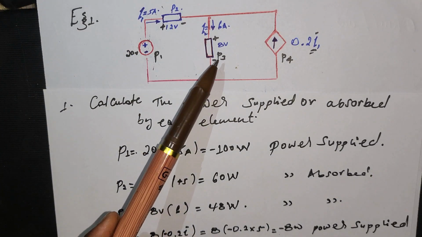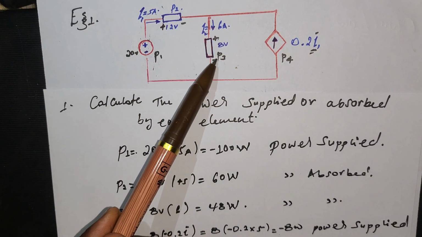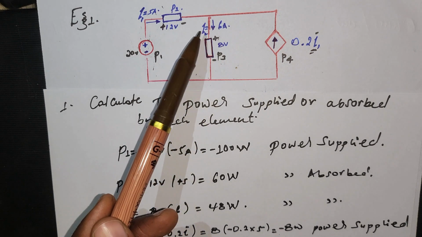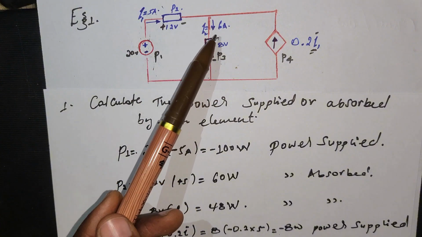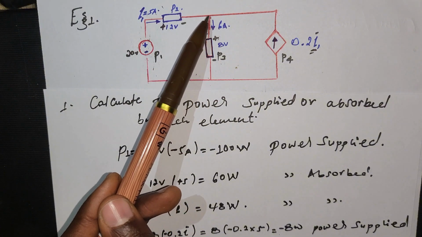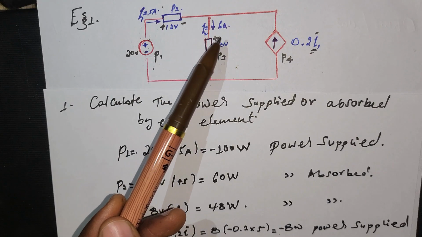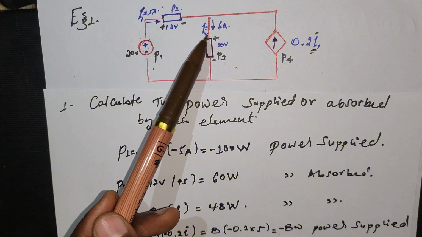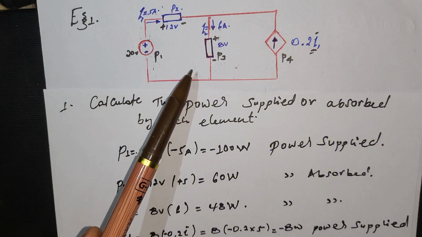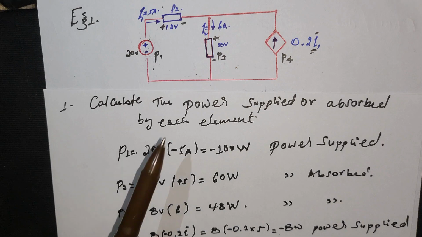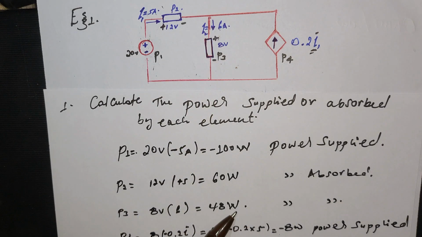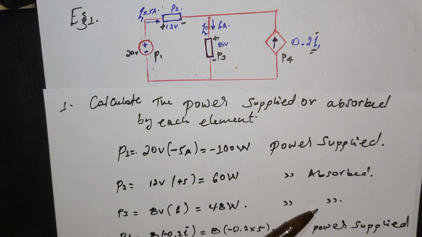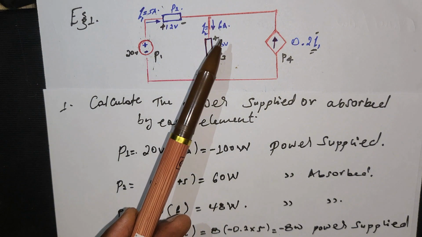The potential difference across the element is given by 8 volt, and the current I2 in this branch, beginning from this node, is 6 ampere, entering into the positive terminal to the negative. So the current will be positive from the sign convention. So the power is given by 8 volt times 6 ampere, which is 48 watt. It is positive.